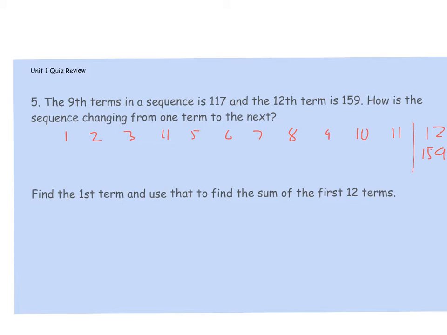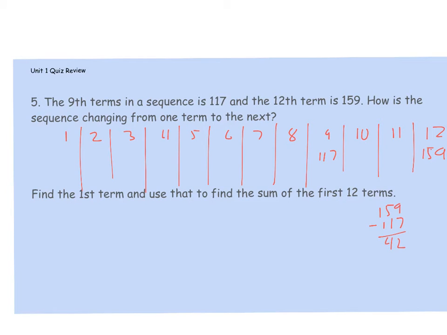And the 9th term is 117. So how is it changing? How is it going up? Well, the best way to do that is take 159 and subtract 117 from it. When you take 159 and subtract 117, you get 42.